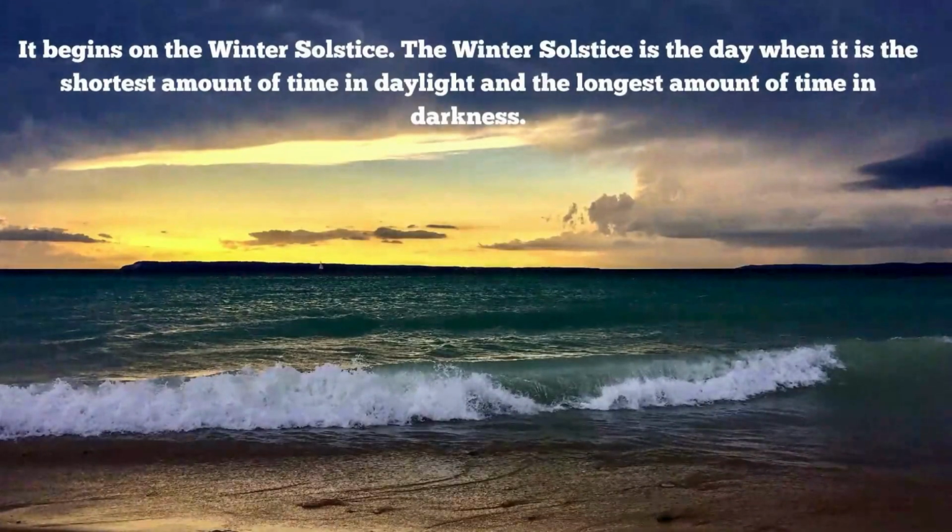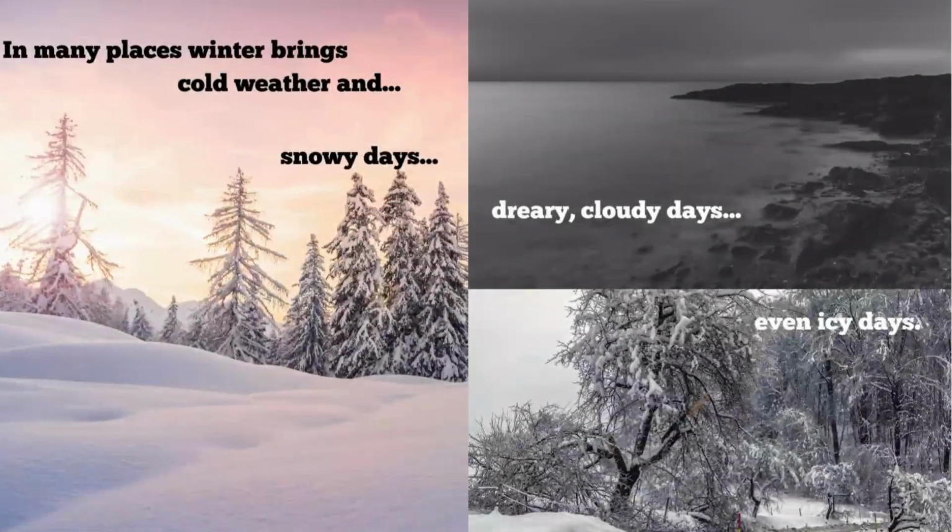It begins on the winter solstice. The winter solstice is the day when it is the shortest amount of time in daylight and the longest amount of time in darkness. In many places, winter brings cold weather and snowy days, dreary, cloudy days, even icy days.